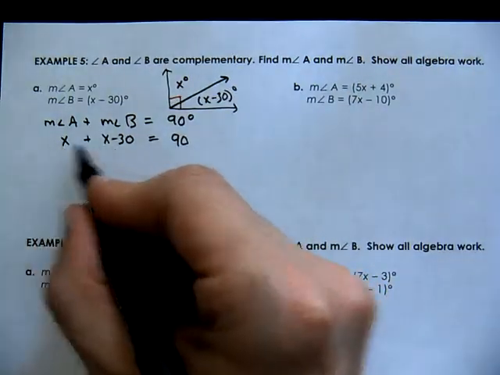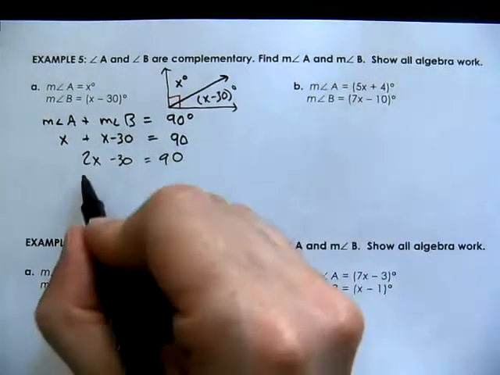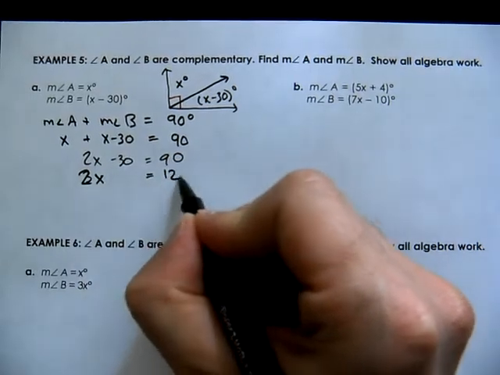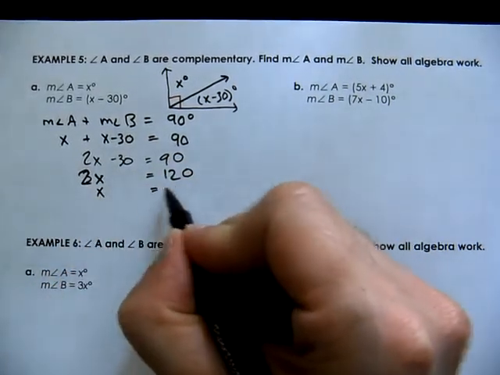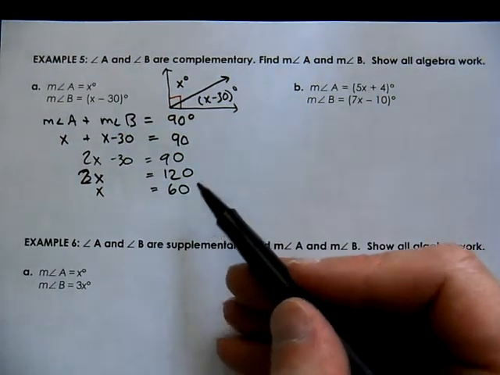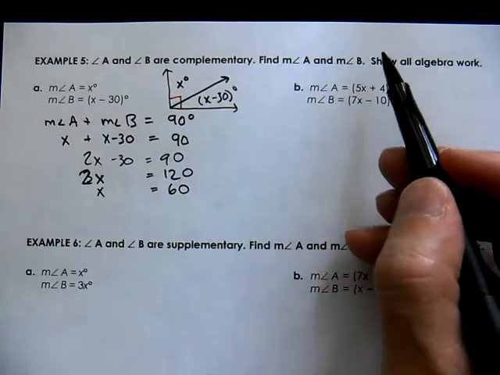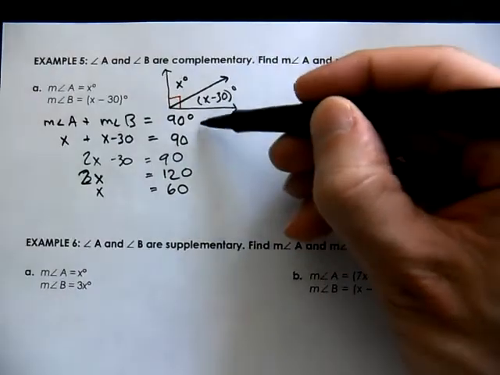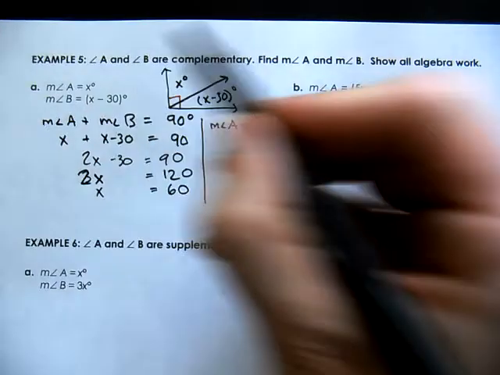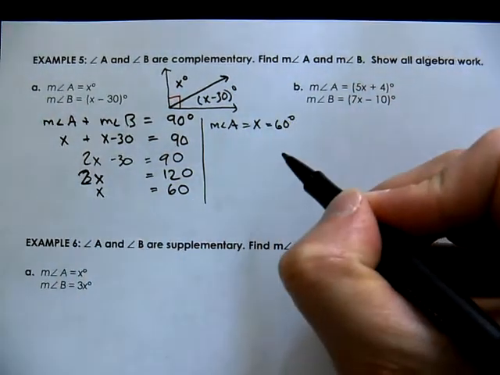So let's combine like terms. x plus x is 2x, and then 2x equals 90 plus... we're going to add 30 to both sides, and then we'll divide away the 2, and we get x equals 60. So we did find x, but that's not what the question is asking. The question specifically wants us to find the measure of angle A and the measure of angle B. So now we have to plug this information back in. So the measure of angle A is in fact just x. So my x is 60, so this is 60 degrees.